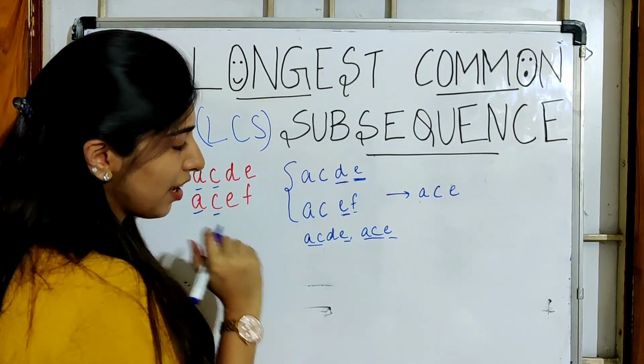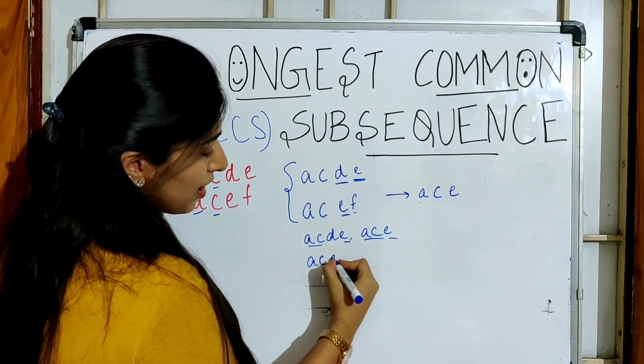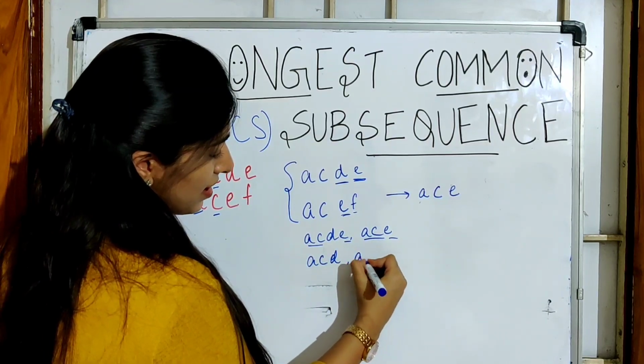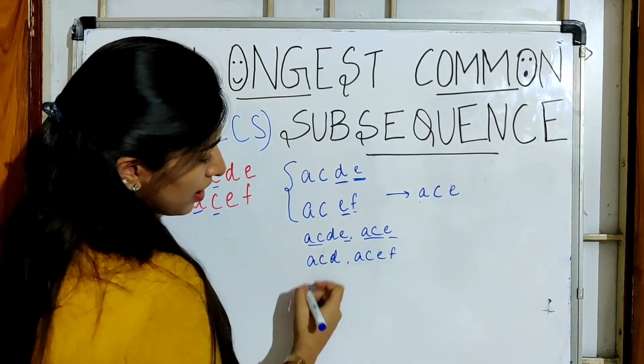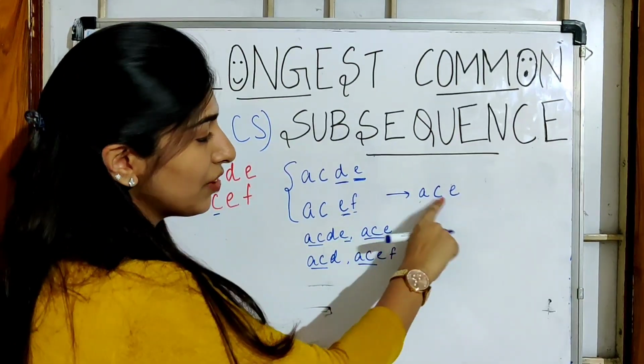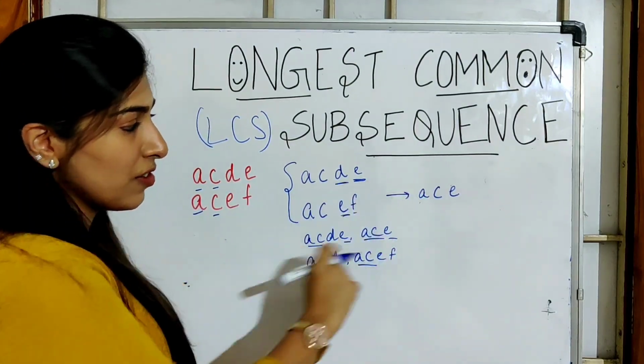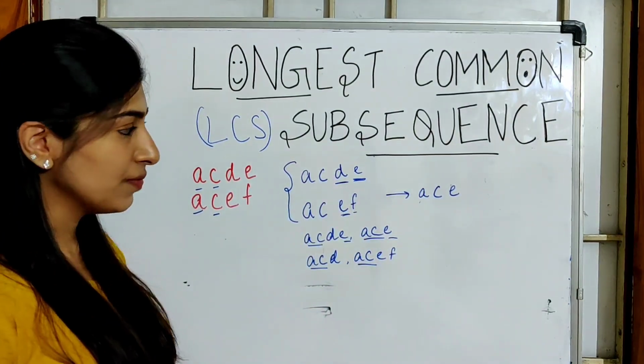Then we see here this F can contribute. So for that we will say, take the sub-problem ACD and ACEF. Can this contribute? No. In this case, LCS will be AC only. But when E was contributing, the LCS was ACE. So this is longer. So this will be a solution.